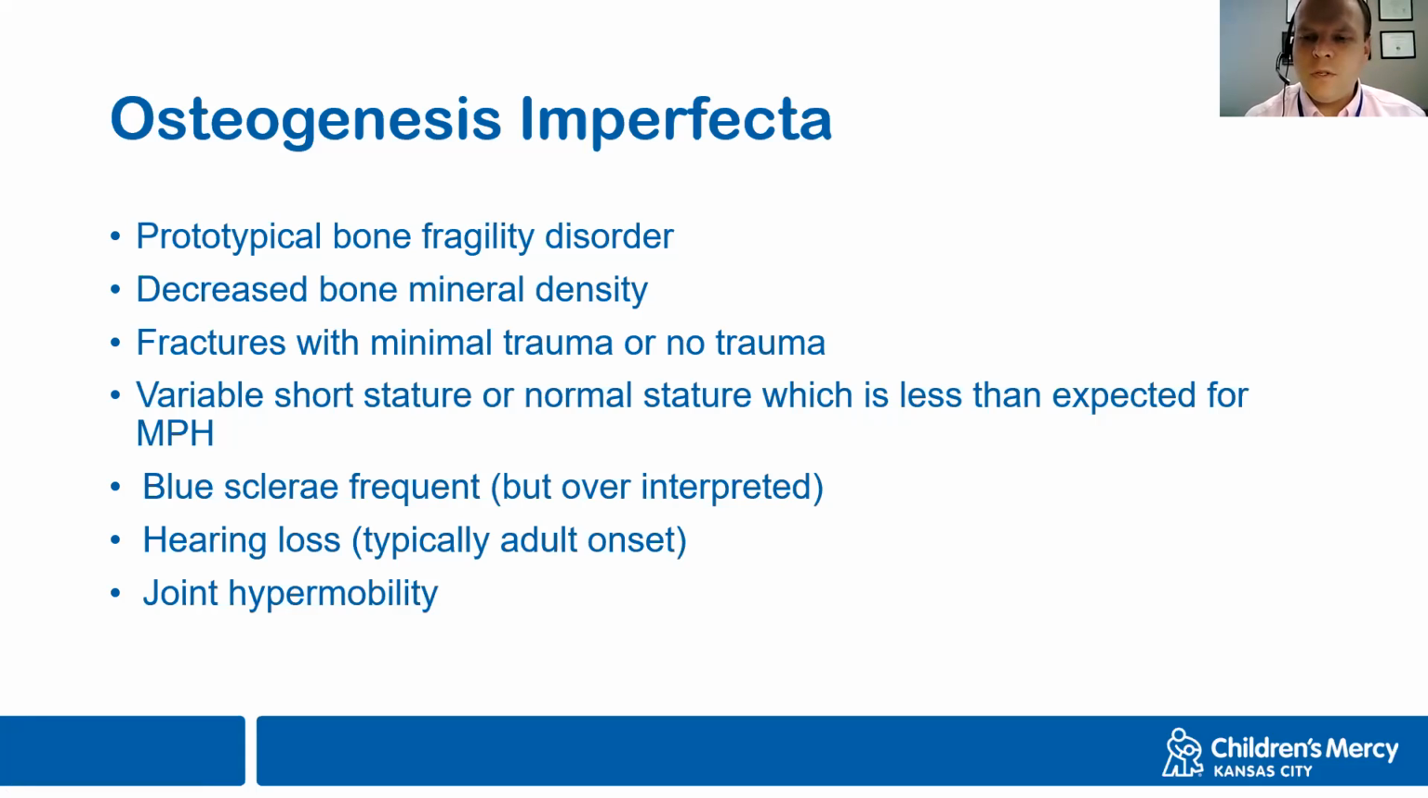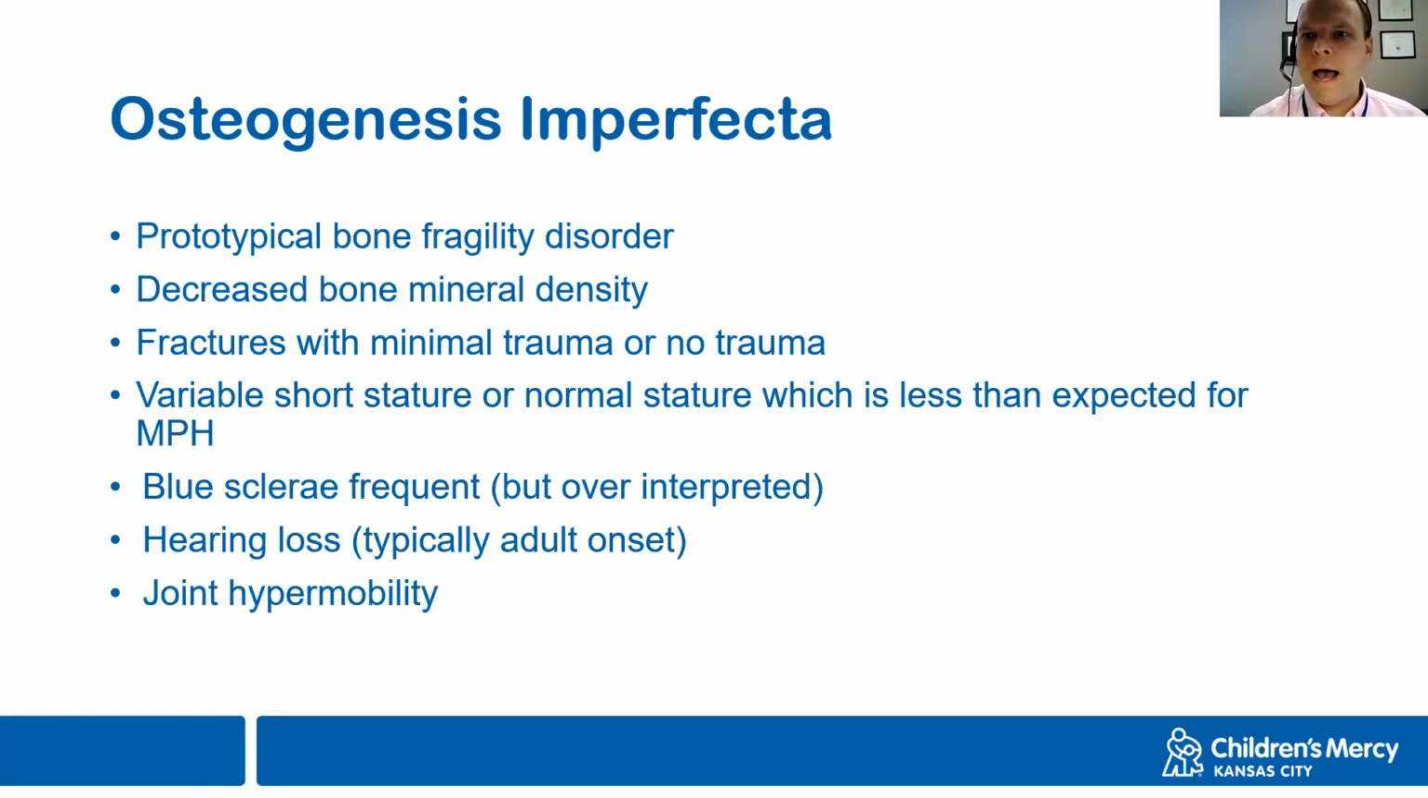But oftentimes these patients will have a height that's less than expected for their mean parental height. Blue sclerae are frequent. I find that these are overinterpreted, and we'll drill into that a little bit later in this presentation. And then hearing loss can be present. One thing that's sometimes underappreciated, but has been known about for actually several hundred years, is the joint hypermobility aspects of OI.